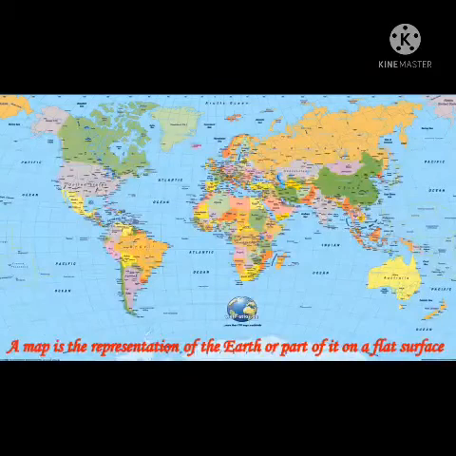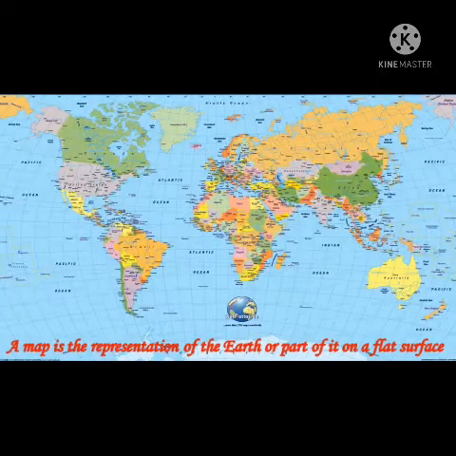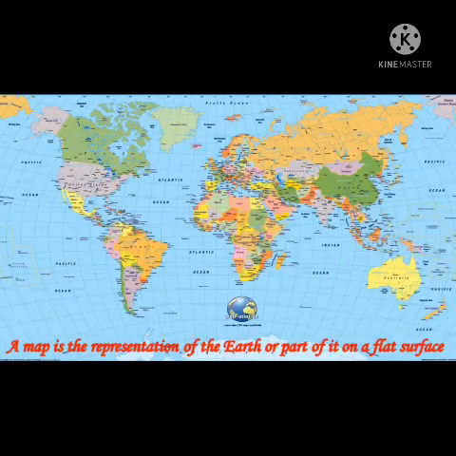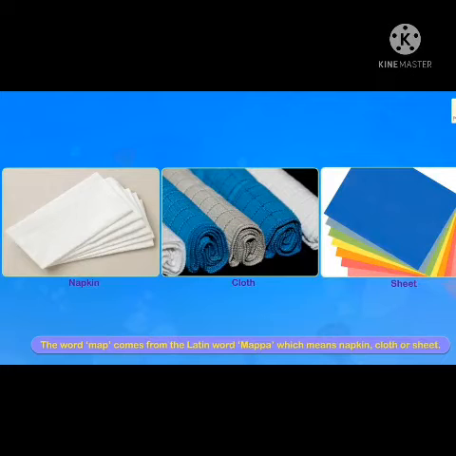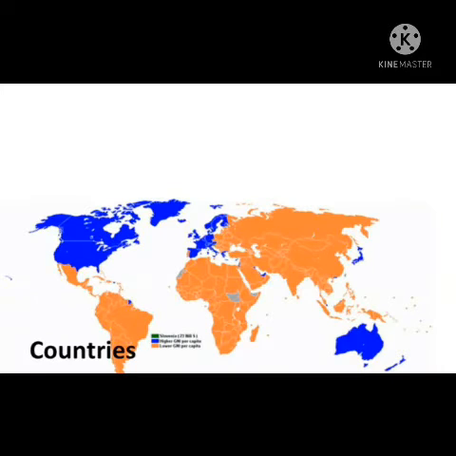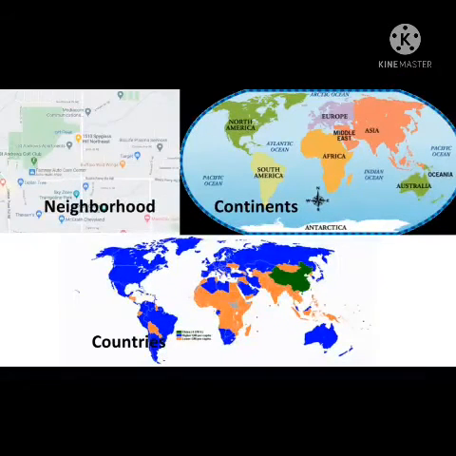A map is the representation of the earth or part of it on a flat surface. The word map comes from the Latin word mappa, which means napkin, cloth, or sheet. Maps are more appropriate for showing details. We can draw maps to show countries, continents, and neighborhood, etc.